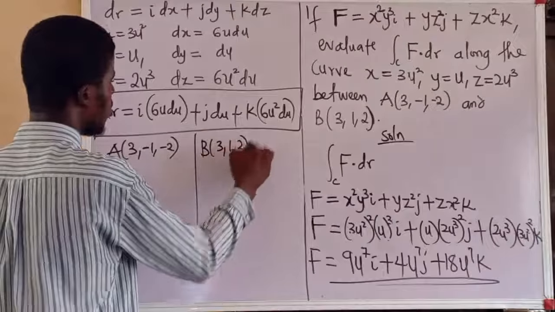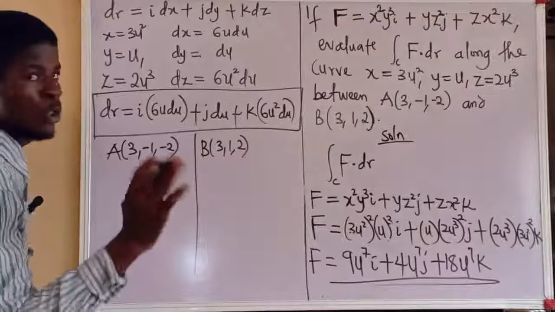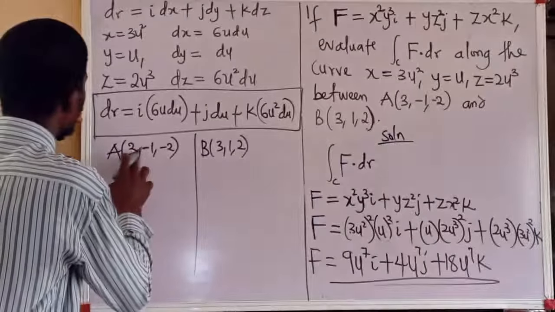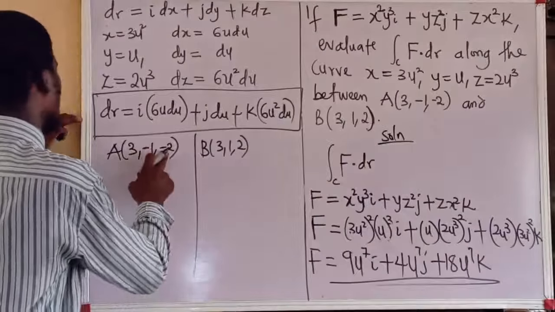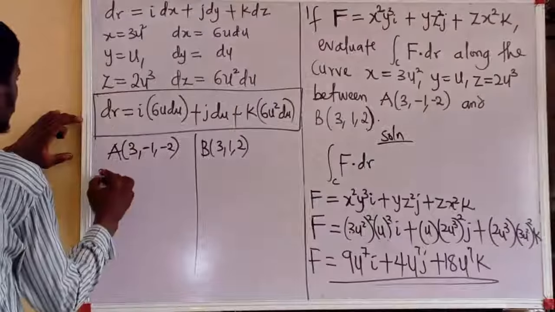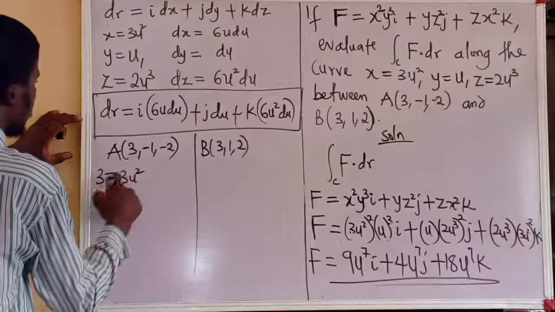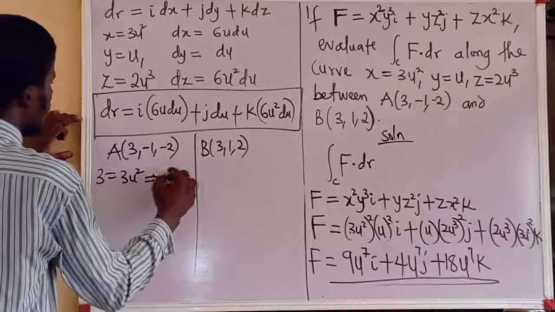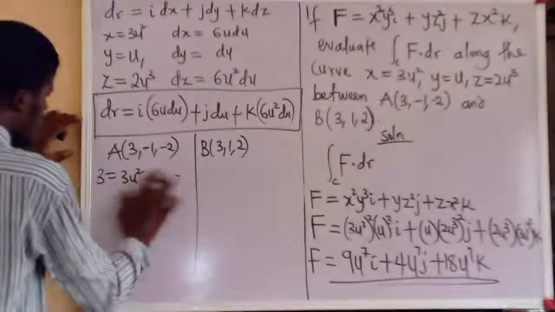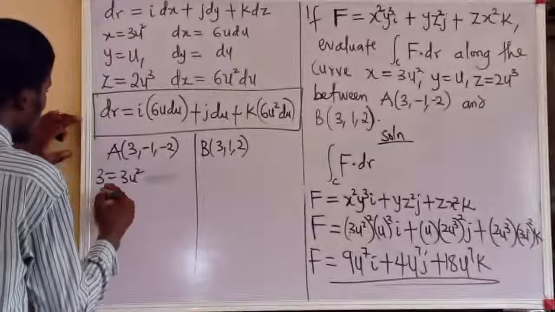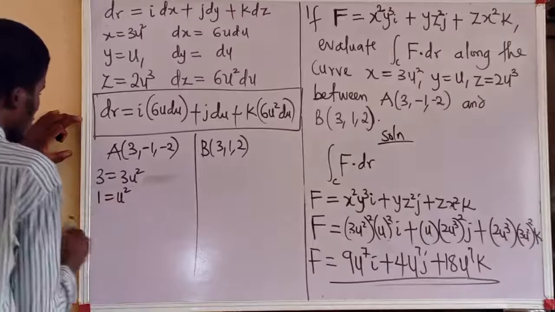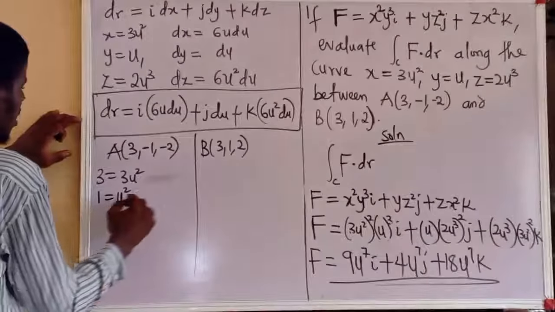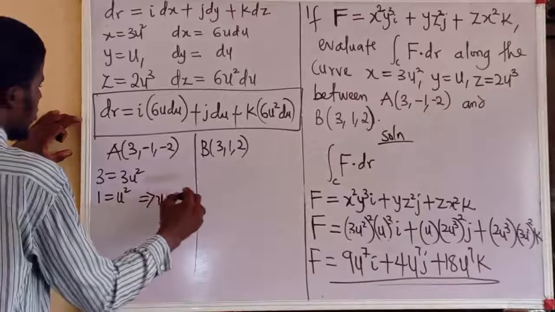3, 1, 2. Let's see something. Just watch. This is for x, this is for y, this is for z. So let's put 3 here. 3 is equal to 3u squared. This implies that u is equal to... Divide both sides by 3, 1 is equal to u squared. If I take the square root of both sides, it implies that u is equal to plus or minus 1.